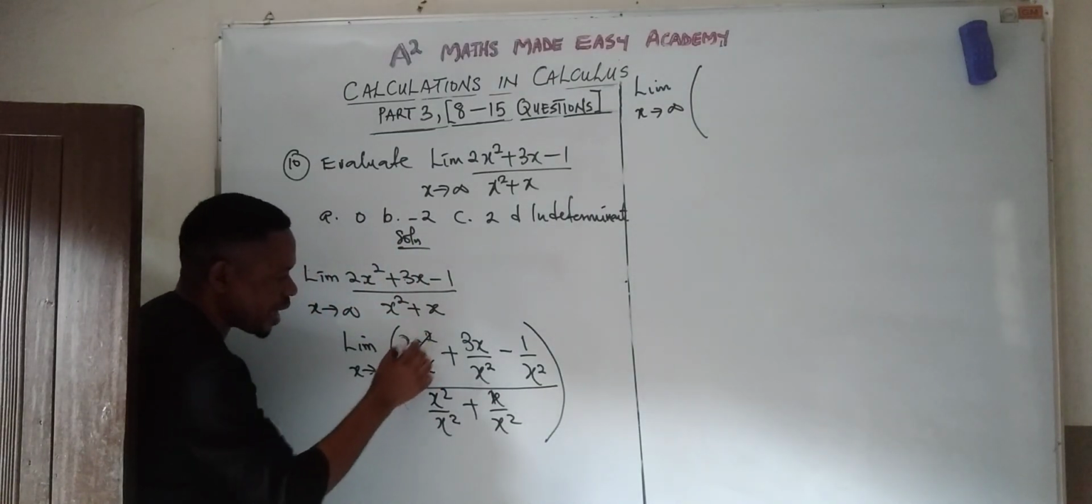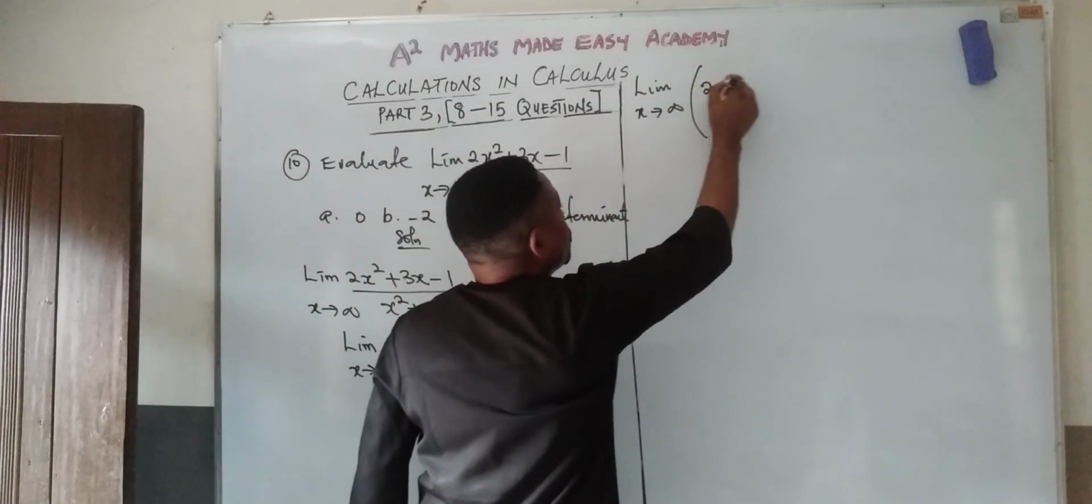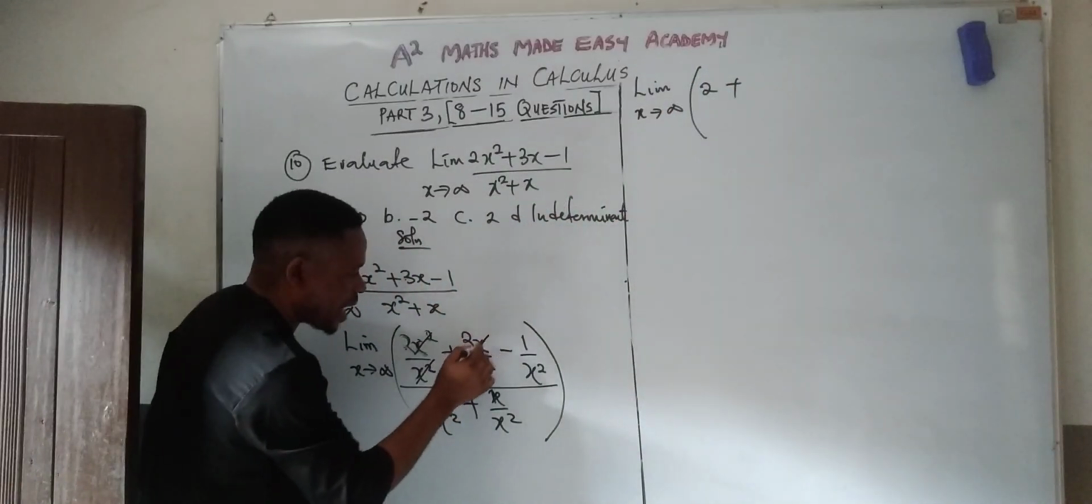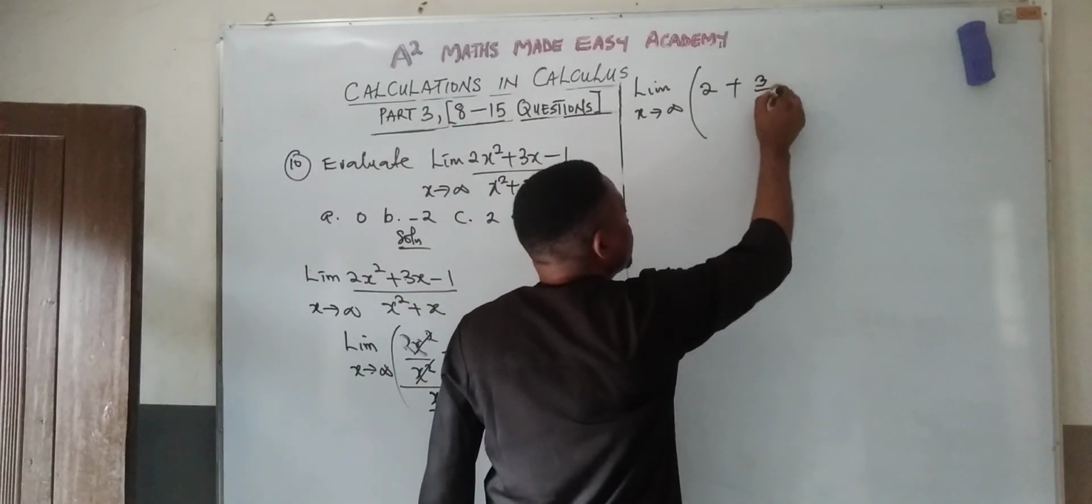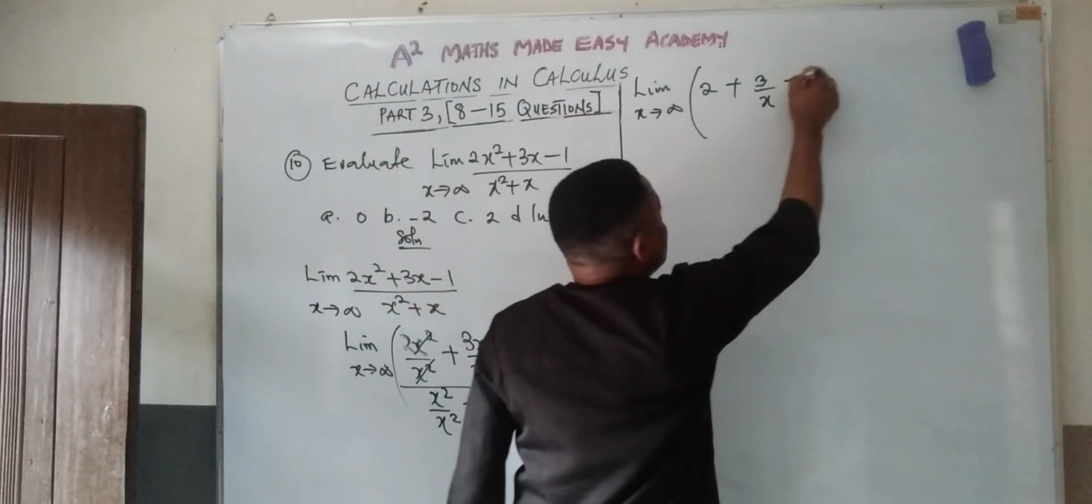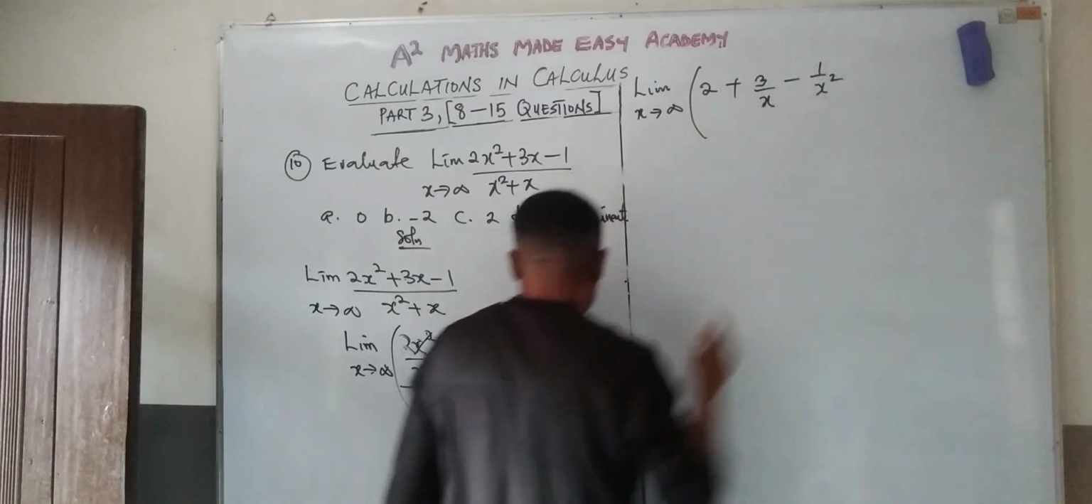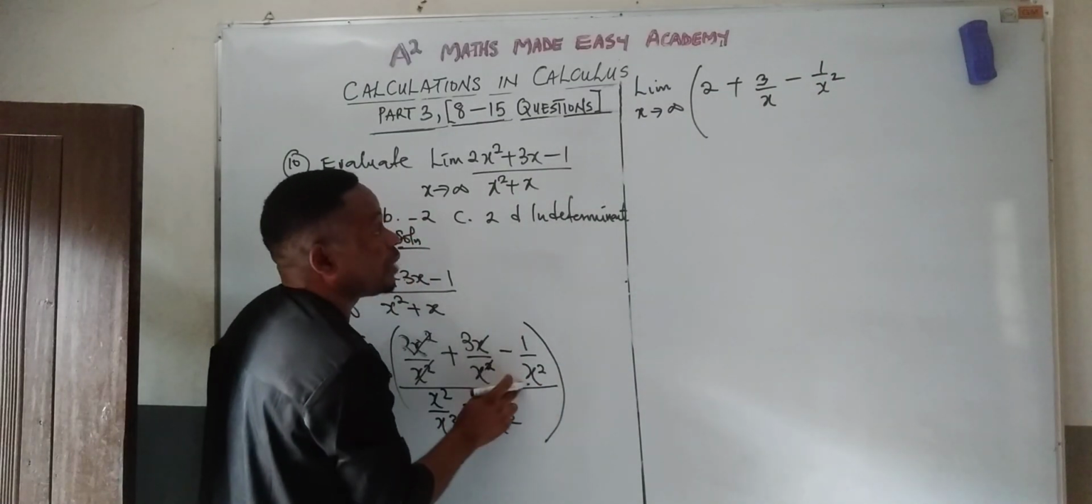S squared will go with S squared, right? What remains there is 2. Then plus one of the X here will cancel X down. What is remaining? 3 all over X. Then the next one is minus 1 over S squared. Remember that this one cannot cancel.